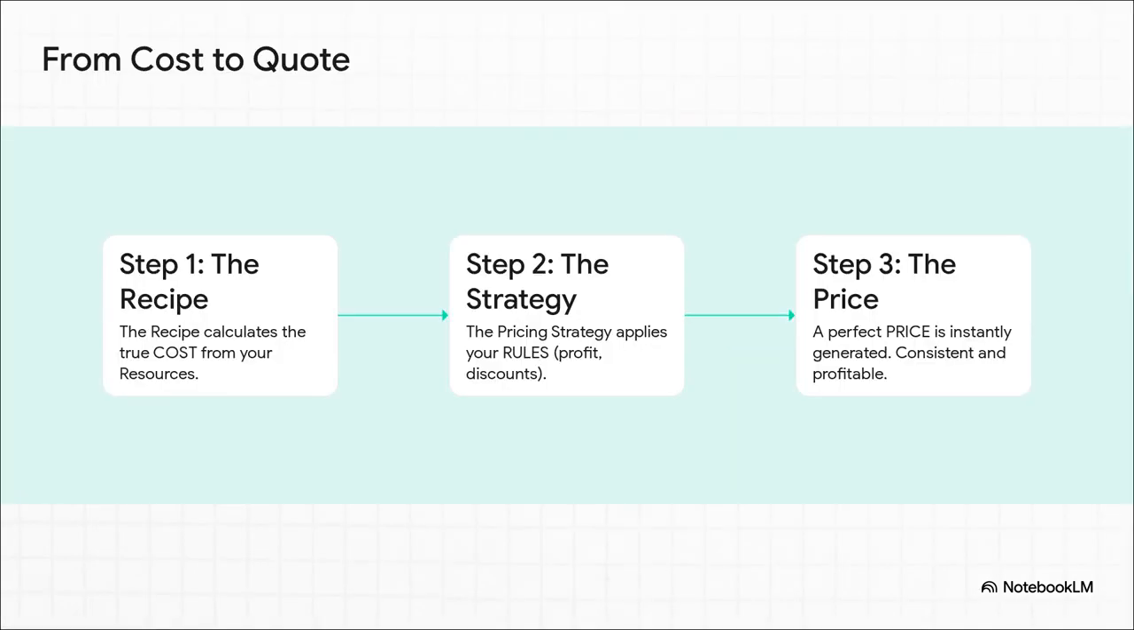And this slide just lays out the workflow perfectly. It's so clean. Step 1. The recipe does the math and calculates the true hard cost based on your digital DNA. Step 2. Your pricing strategy automatically applies your business rules. And then, bam, a perfect price is generated. Just like that. This means your sales team can create quotes that are always profitable without having to be experts in production.